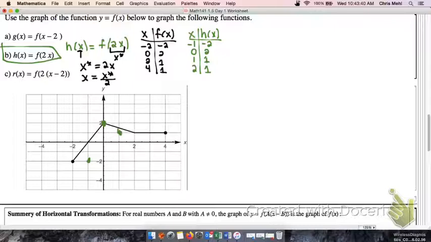you get this point. So when x is 1, h is 1. And when x is 2, h is 2. And we can connect all those with line segments. And there's the graph of h.